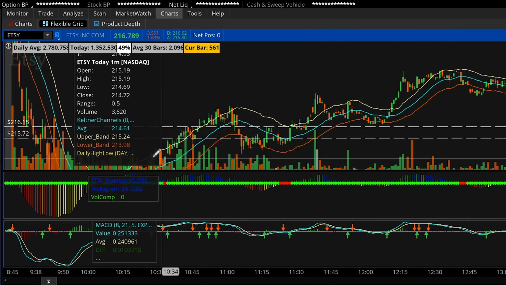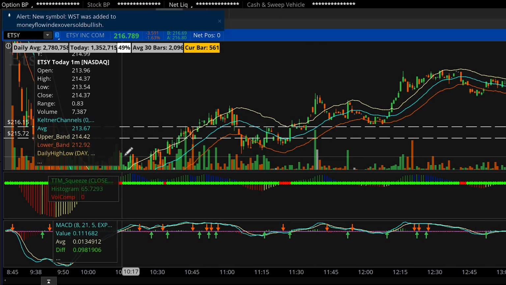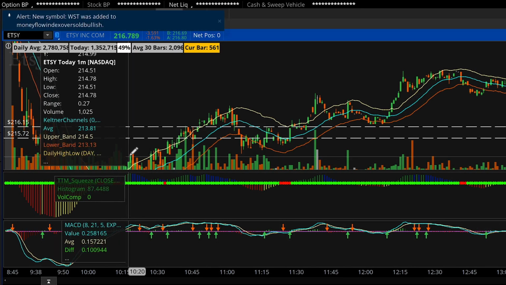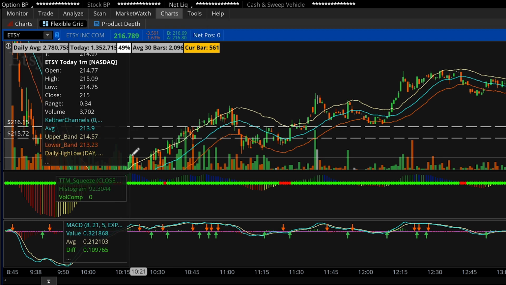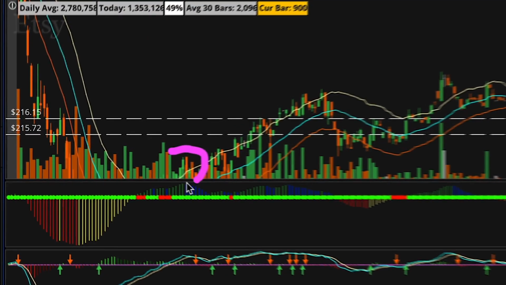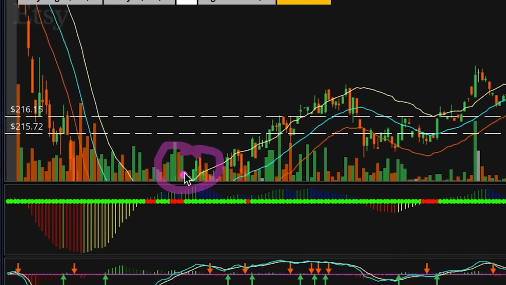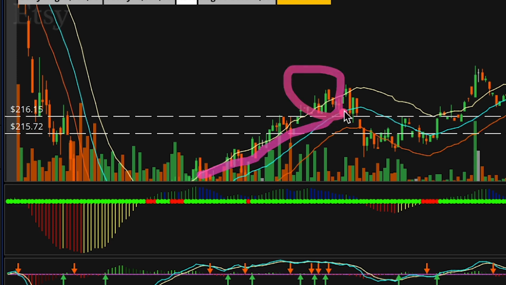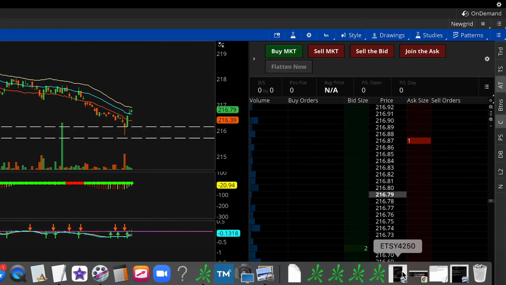So at 10:21, this is when I took my trade right here. So you can see this moment right here at 10:21, that's when I entered into my position. And then when I exited the position, you can see here it was a complete run up. And this is when I exited out of my position.